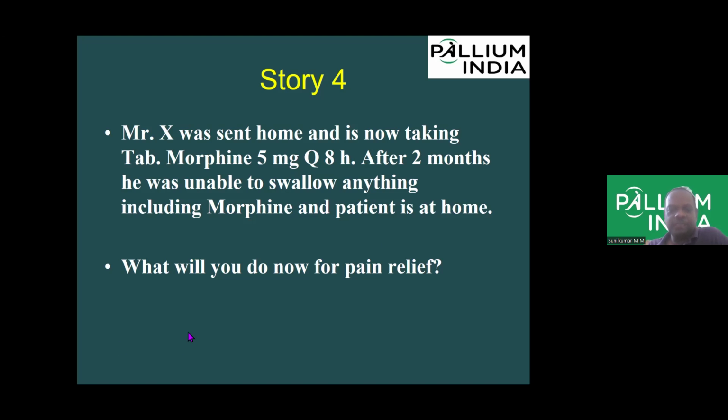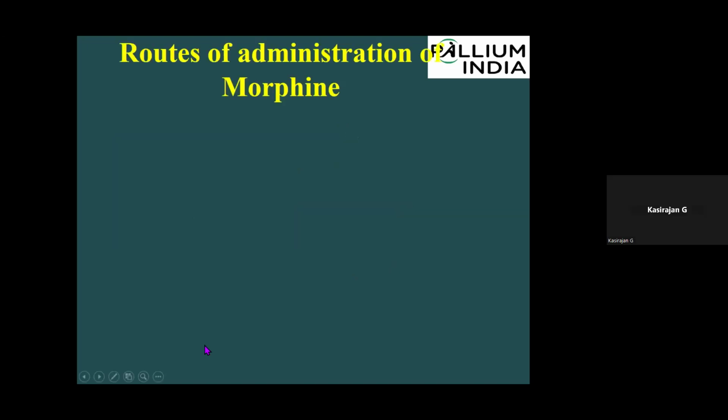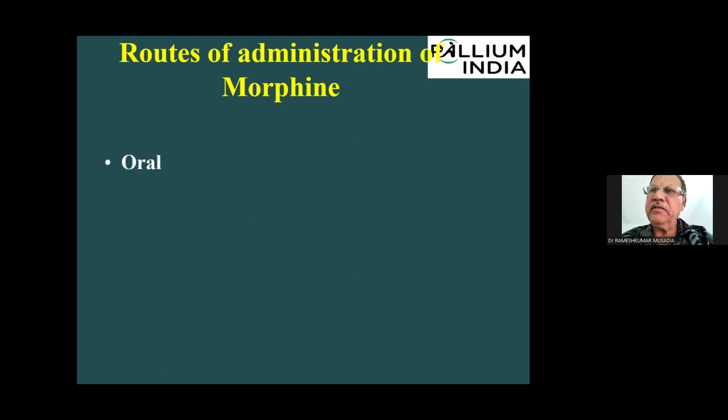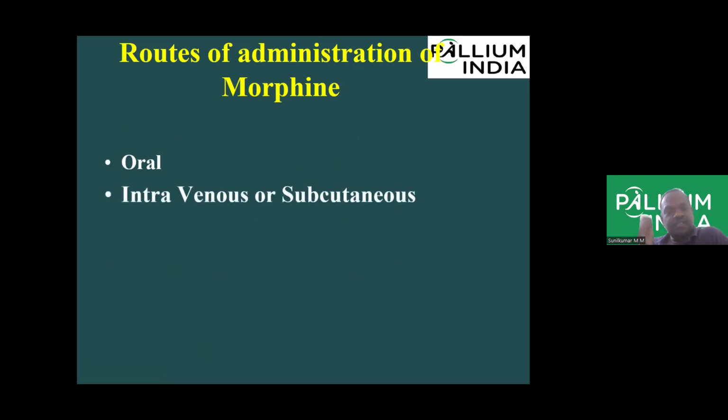Okay, so we need to understand what are the routes through which you can administer morphine. Can we use it rectally? We can give morphine orally, and this is the most common route, followed by intravenous or subcutaneous administration. And we can also administer morphine rectally. Then epidural and intrathecal. So in this patient, which route would you select?